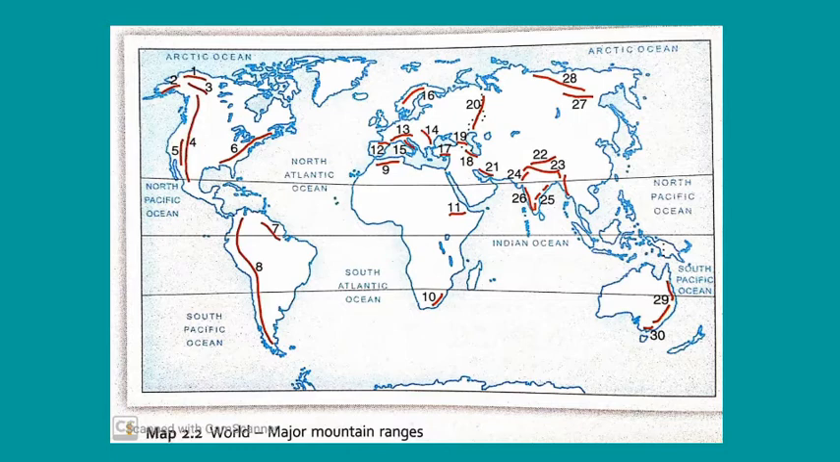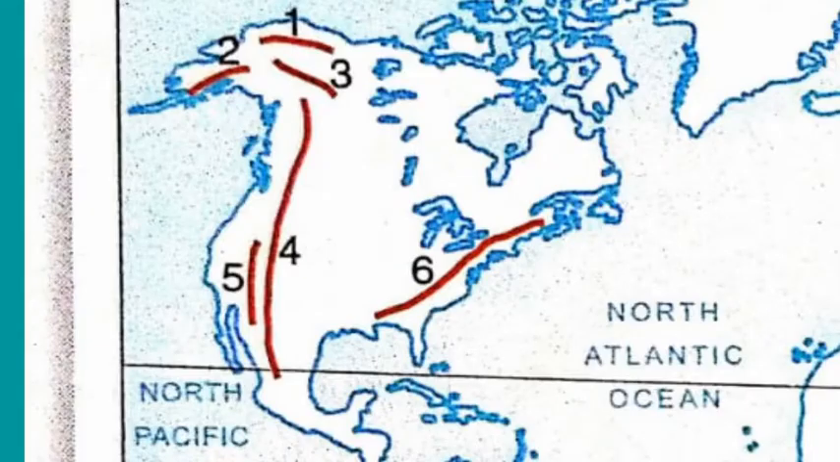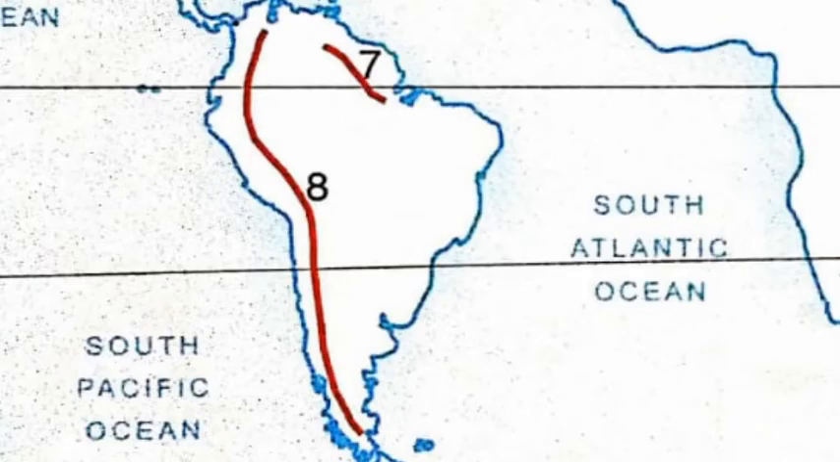Now let's travel to North America and learn the important mountains there. Mountain ranges in North America, children. 1. Brooks Range. 2. Alaska Range. 3. Mackenzie Range. 4. Rocky Mountains. 5. Sierra Nevada. 6. Appalachian Mountains. Mountain ranges of South America, children. 7. Guiana Highlands. 8. Andes Mountains.